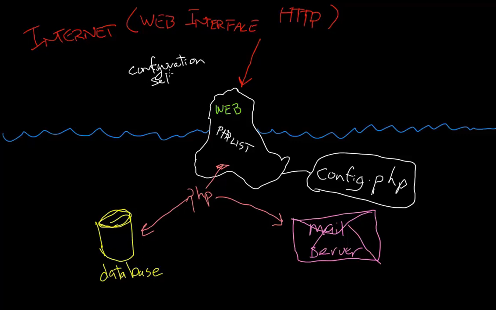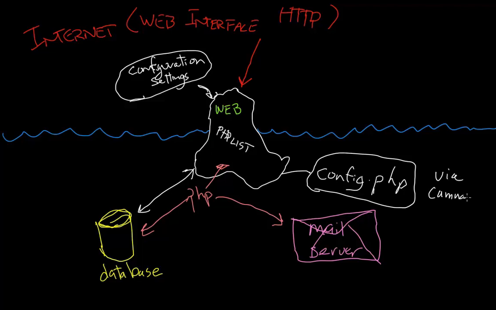Some of them you actually set from the web interface, and then those are stored in the database. So there's two sets of settings. One is the configuration settings that you can get to from the web interface. And then there's config.php, and this is, I'll call it via the command line. That's a zero, that's an O. So to configure phpList completely, you need to do both.